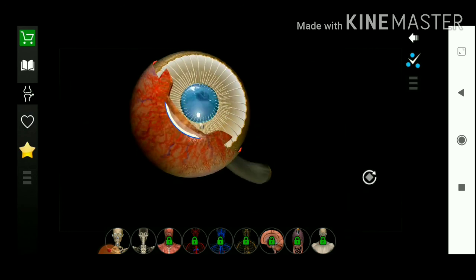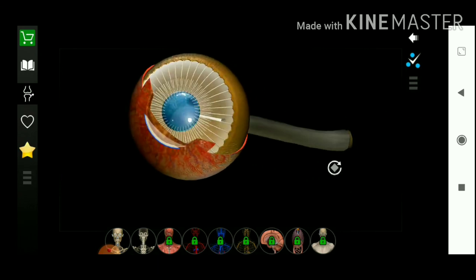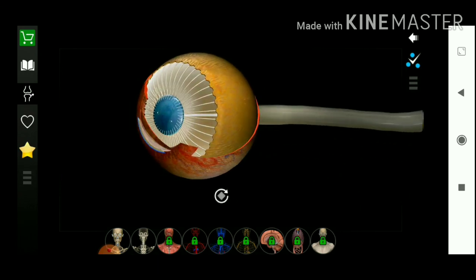So in this way we have completed our eyeball, and this is the third video of our eye anatomy.